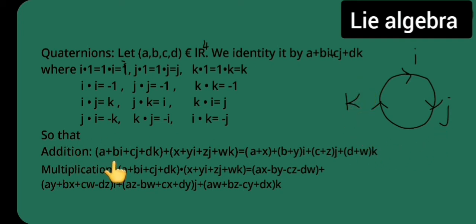Now for addition, I have to add these. This is A plus X, then B and Y, because I have to take i. So i is common, so I take it out. Plus C plus Z, with j taken out. And next is D plus W, with k common. So this is my addition.